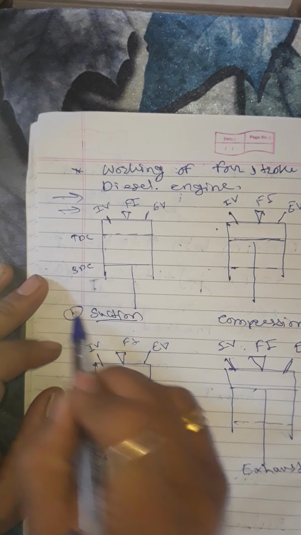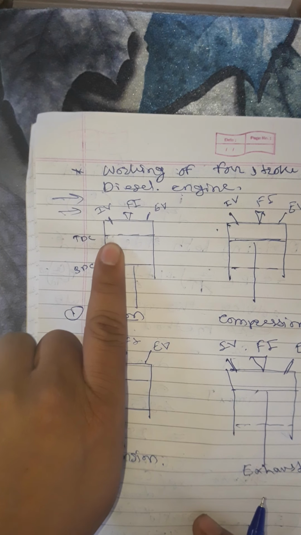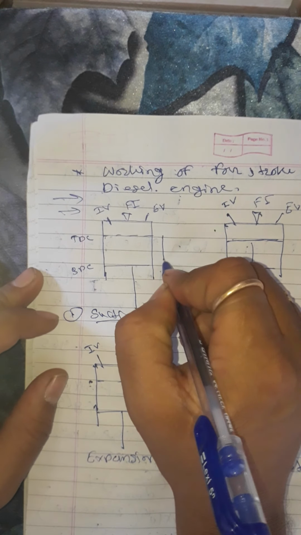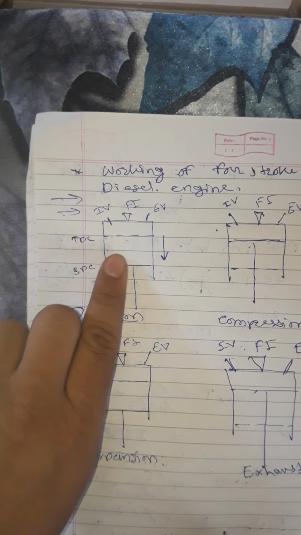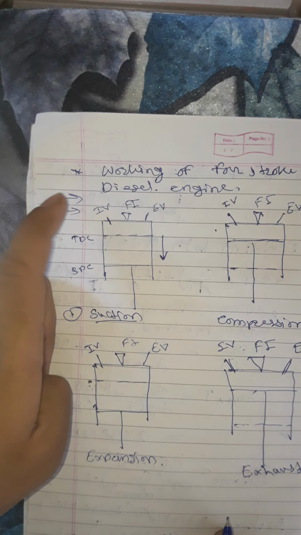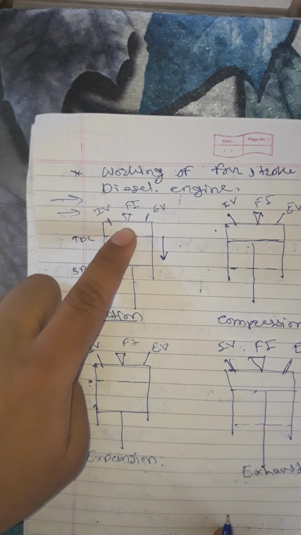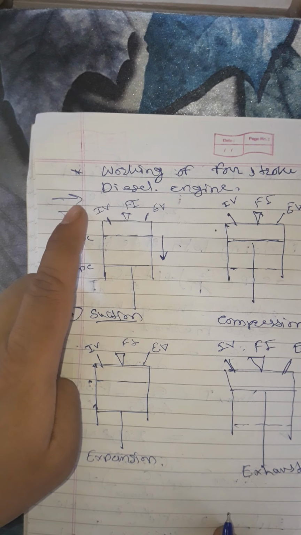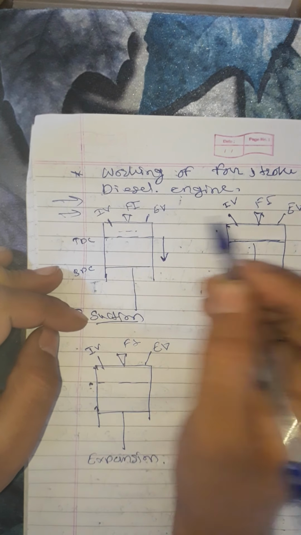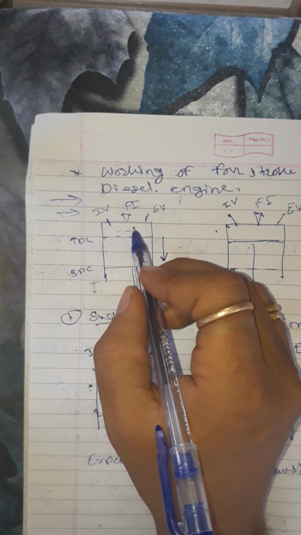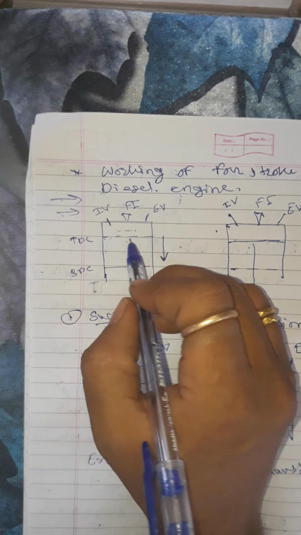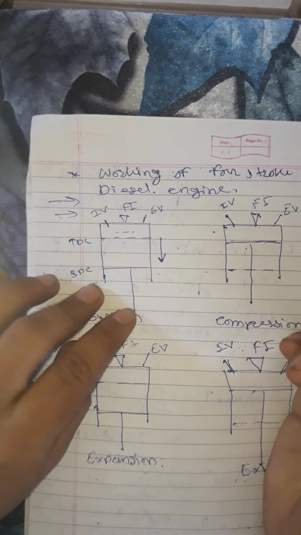In the suction stroke, the piston moves from TDC to BDC. This is the direction of movement of the piston. At this time the inlet valve opens and air enters the cylinder from the air filter, right? Here is the air. In the petrol engine there is a charge, a mixture of air and fuel, but in the diesel engine only air enters the cylinder, right?